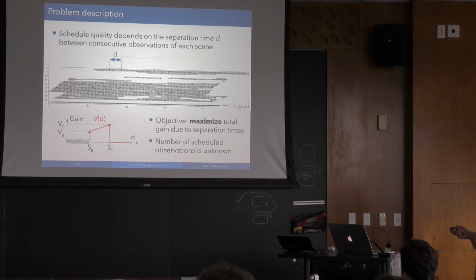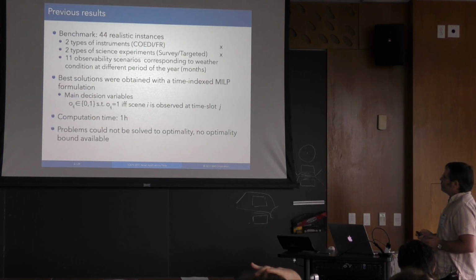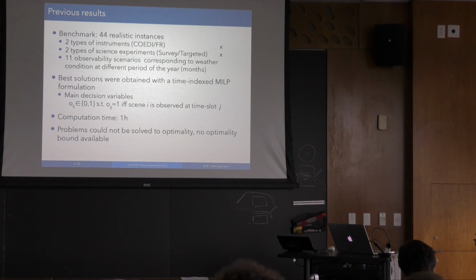So the objective is to maximize the total gain due to all the separation times between consecutive observations in the schedule. As you can see, it's a scheduling problem: you need to schedule the observation activities, but here the number of scheduled observations is unknown a priori. Basically, there is a very simple solution where you do nothing. The gain will be zero. It's a feasible solution. So in the original paper, the authors proposed 44 realistic instances.